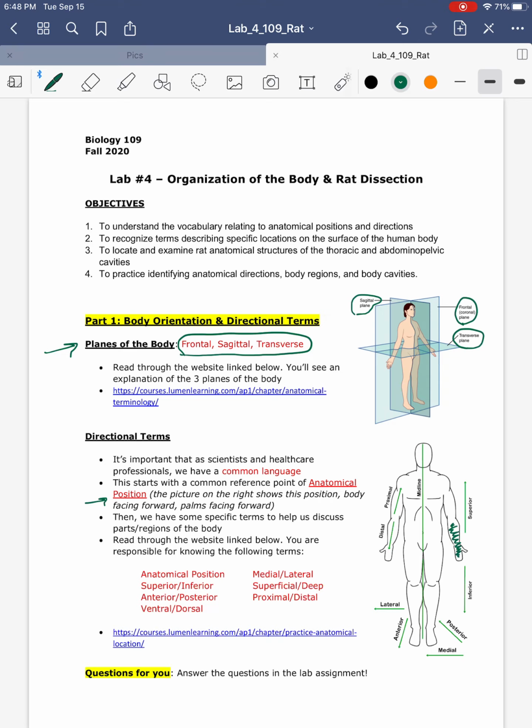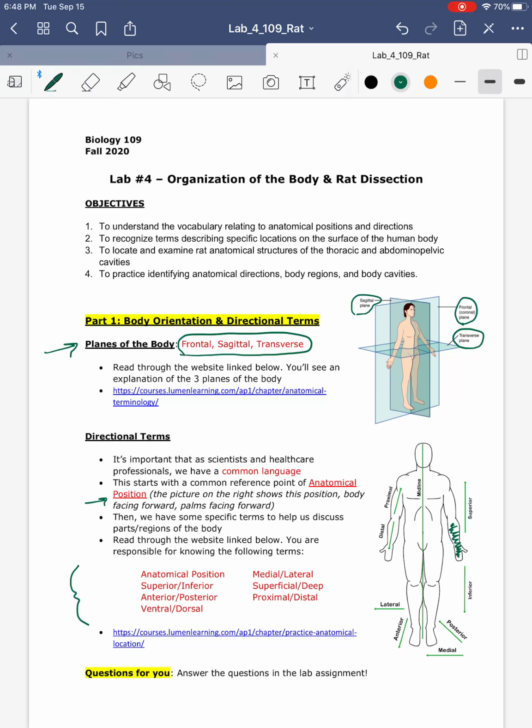In anatomical position, your body is facing forward. But if you think about your palms, your hand and your forearms, you can either face your palm towards the back or you can face your palm towards the front. And anatomical position means that we face our palms towards the front. So if we're saying the front of the body, that means the front of the palms. The front of the hand is the palm.